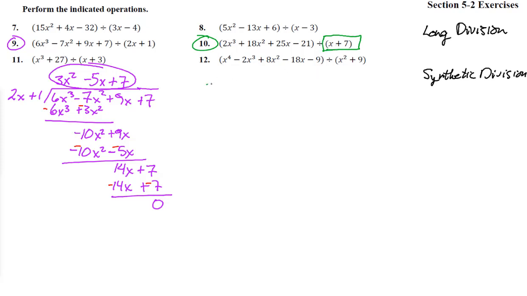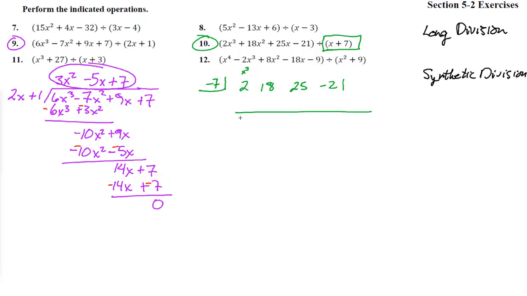So we use a negative 7 over here, and then we use the coefficients 2. Now remember, that's an x cubed that we're using right there. X squared is an 18, x is a 25, and then the constant term is a negative 21.